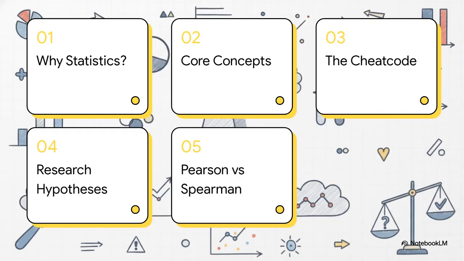Well, here's our roadmap for today. We're covering 1. The why of statistics. 2. 3 core statistical concepts. 3. The statistical cheat code. 4. Building research hypotheses. And 5. The classic Pearson versus Spearman debate.